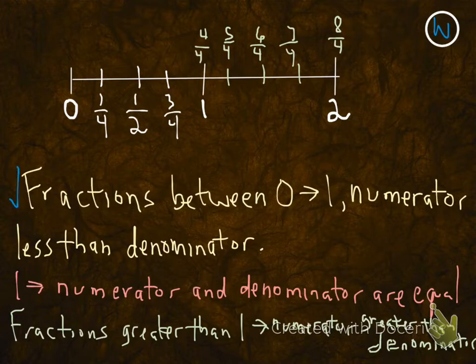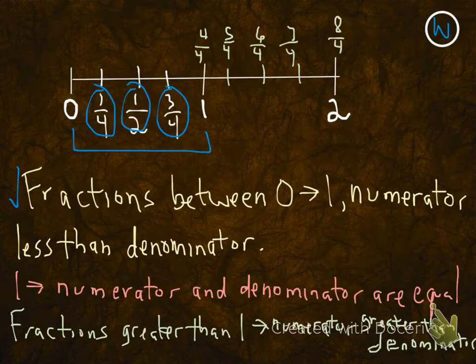When we have fractions between 0 and 1, we will notice the numerator is less than the denominator. So the examples we have there: 1/4, 1/2 or 1 out of 2, 3/4. Okay, and that is between 0 and 1, and you'll notice the numerator of those fractions is less than the denominator.